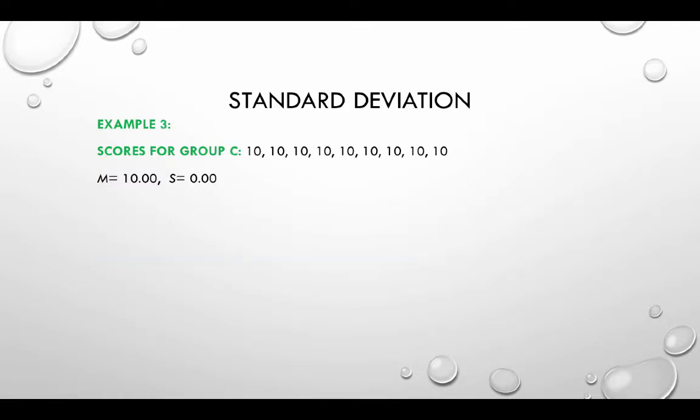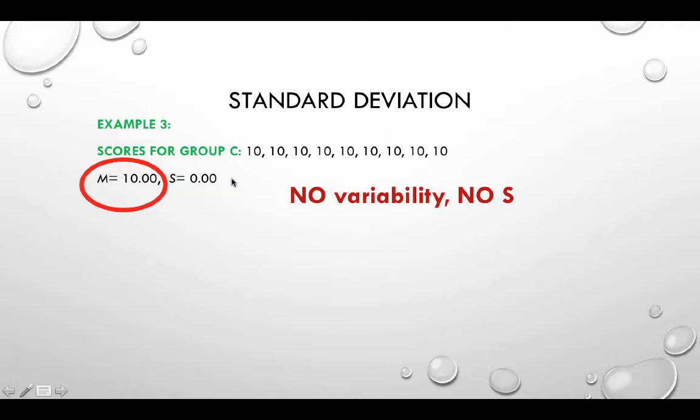Here, everyone made the same score on the test. Everyone made a 10 out of 10. Perfect scores. The mean is 10 because everyone made 10. That's still the average. There is no standard deviation, so no variability. When the scores are all the same, there is no S.